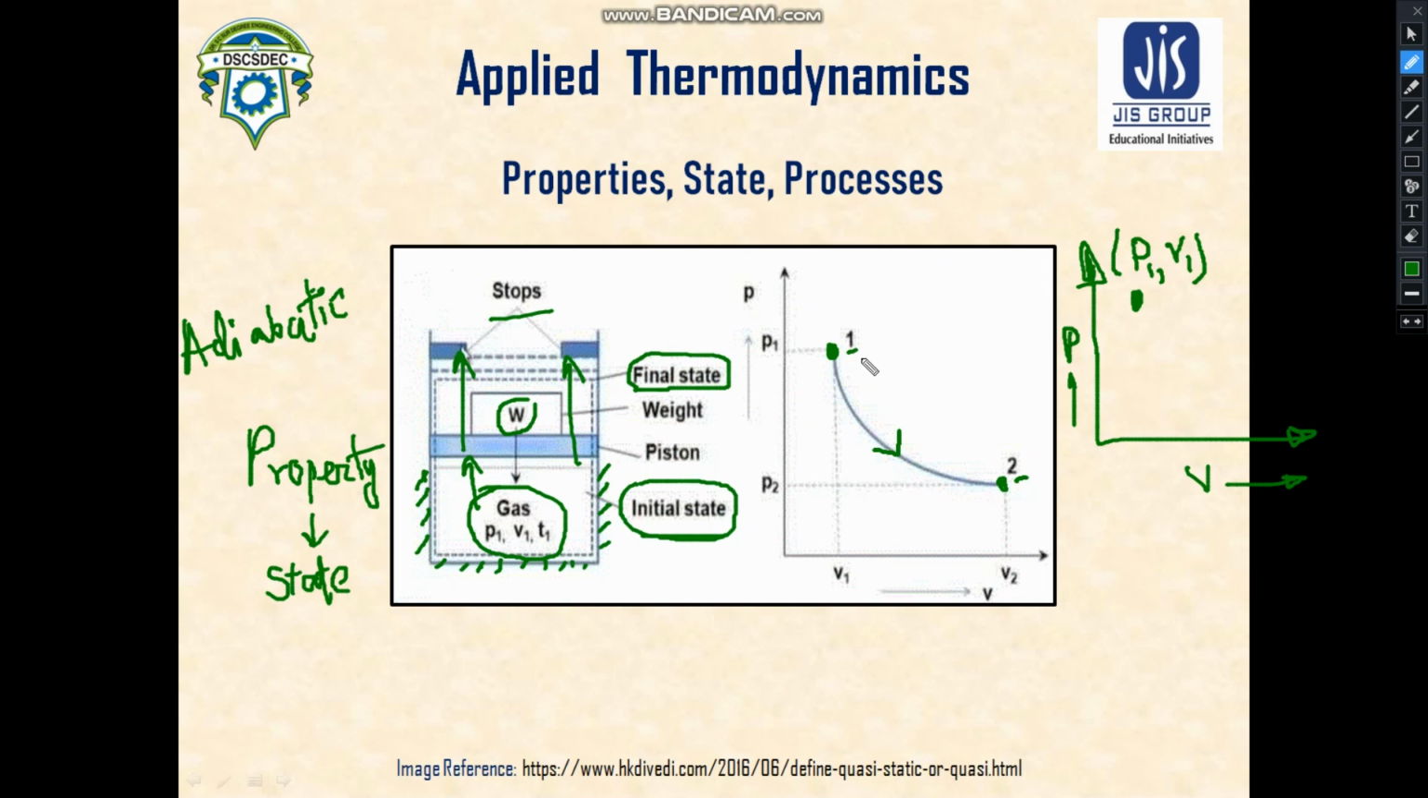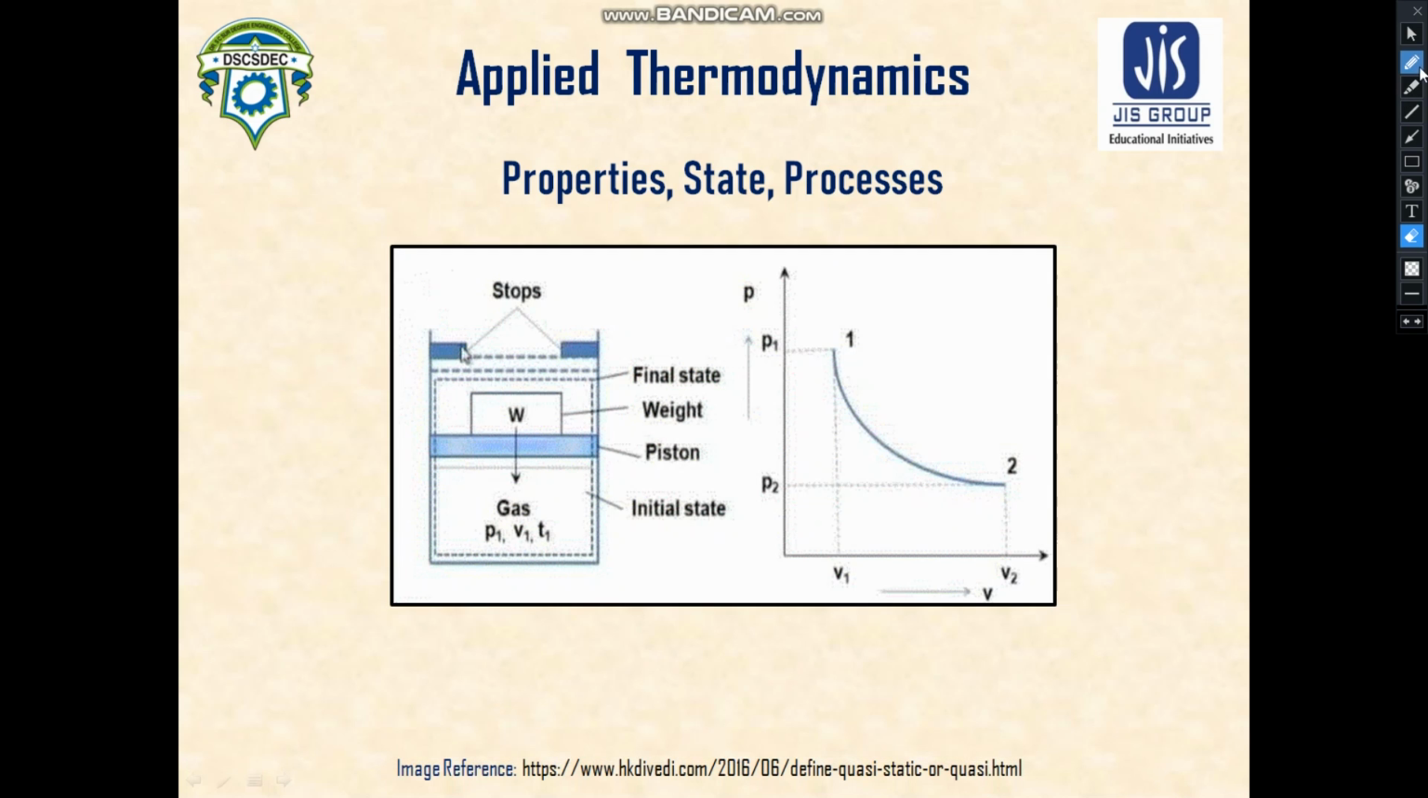Now these thermodynamic processes can be different. It can be numerous, like, let us start with isobaric. Okay, so this is isobaric.